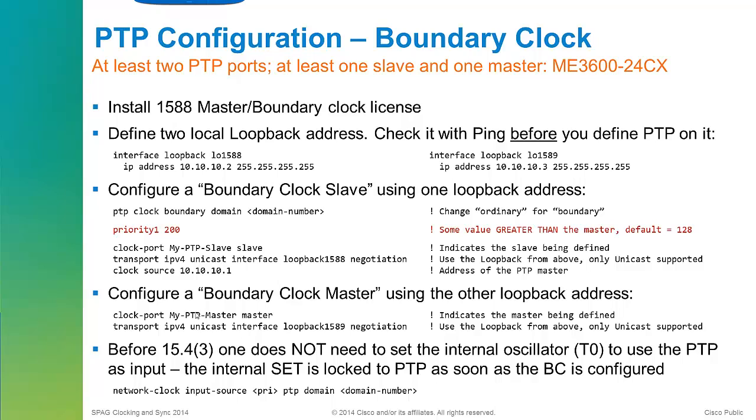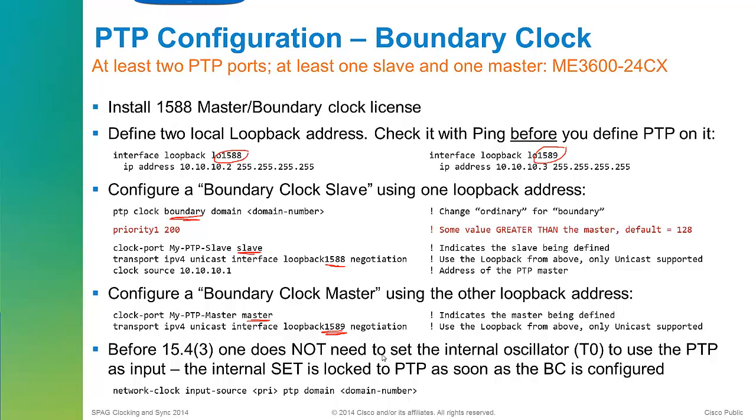Again, boundary clock on the 24CX, we need the license, we need the 2 loopback addresses like we had before. We need the priority. We need to define a boundary clock, not an ordinary clock. We configure a slave port using 1588 loopback. We configure a master, configuring loopback 88. Again, there was an issue with some of the earlier versions where you didn't use to need PTP to drive the local clock, but that's not relevant anymore.